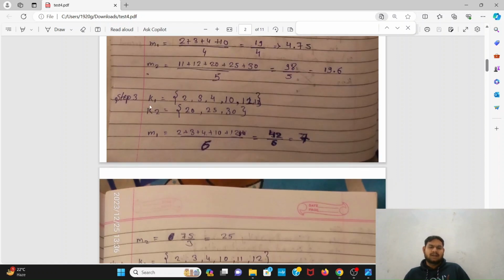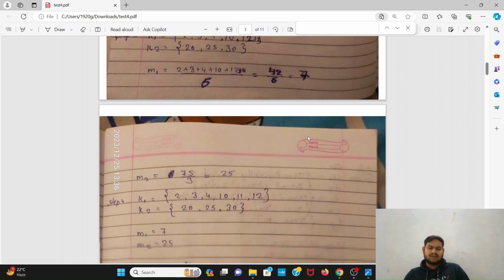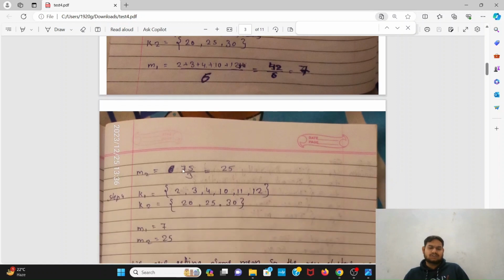Step 3. Cluster K1 equals 2, 3, 4, 10, 11, 12. Cluster K2 equals 20, 25, 30. Mean M1 equals 42 by 6, which equals 7. Mean M2 equals 75 by 3, which equals 25.